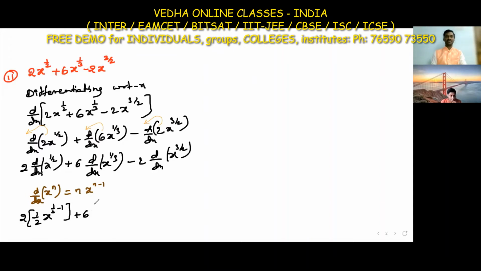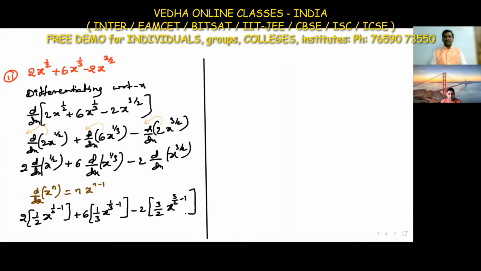Plus 6 into 1 by 3 into x power 1 by 3 minus 1. Minus 2 into 3 by 2 into x to the power 3 by 2 minus 1.